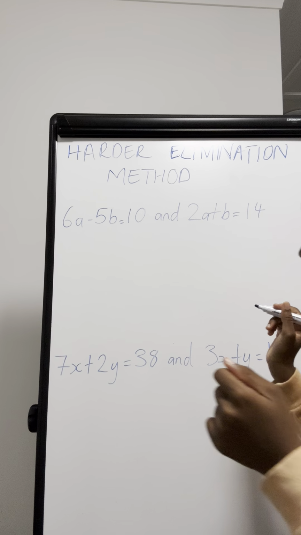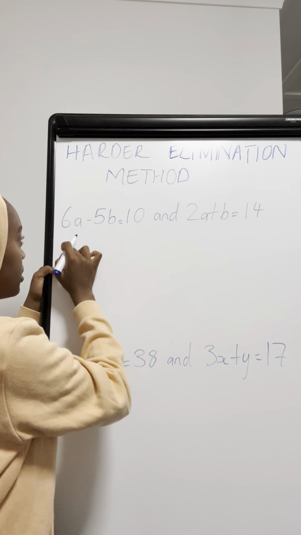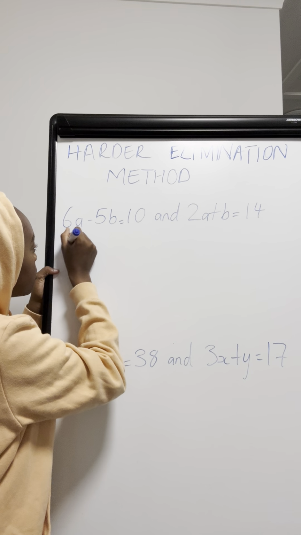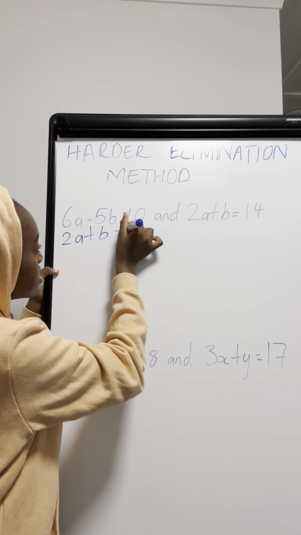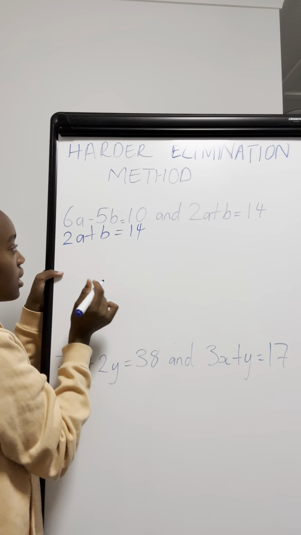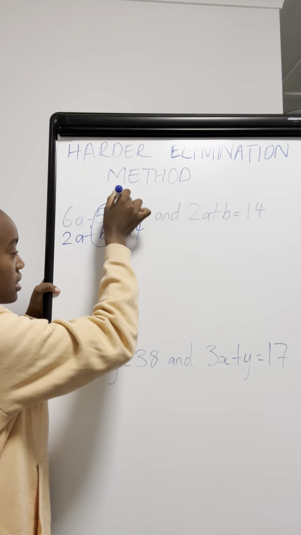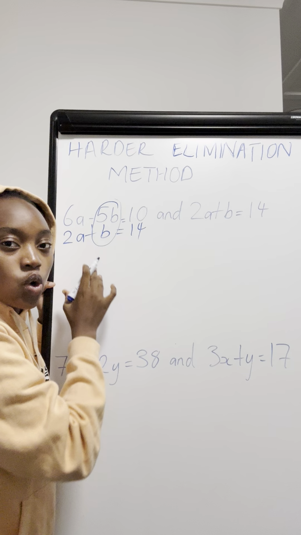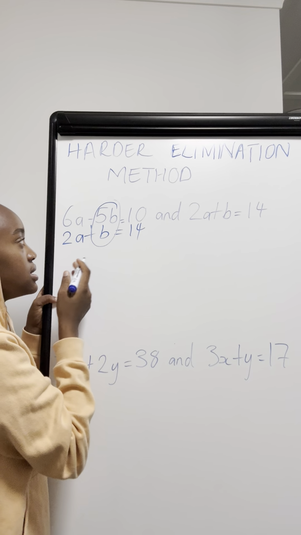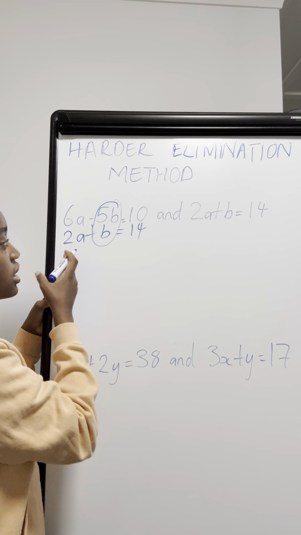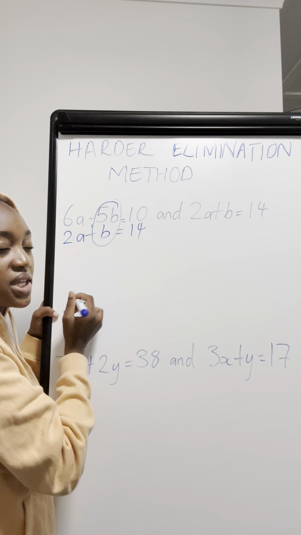So first, as you know, we write our first equation, and our second equation below the first one. So this one we write 2a plus b equals 14. And if you do remember, this time we're trying to get rid of this b. But to get rid of this b, the coefficients must always be the same. We cannot get rid of the b if the coefficients are not the same. So how do we make them the same?